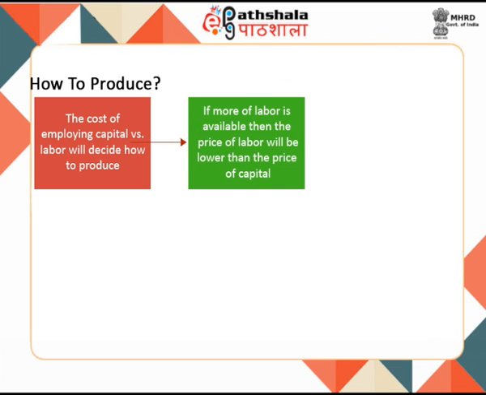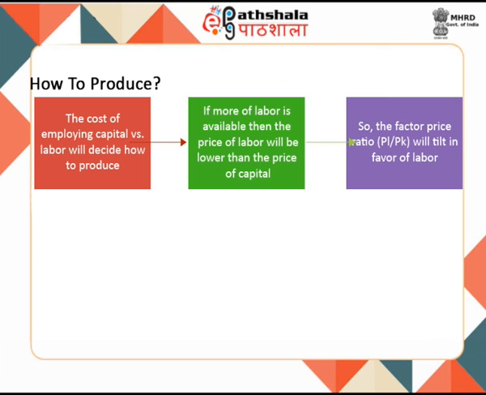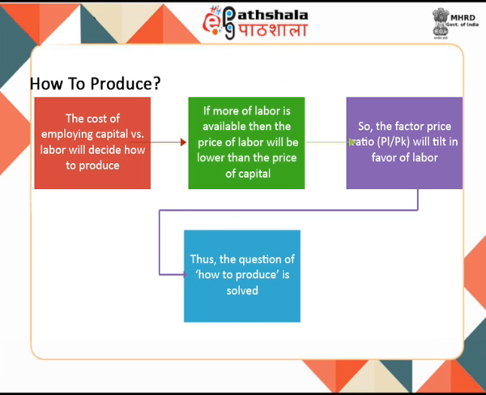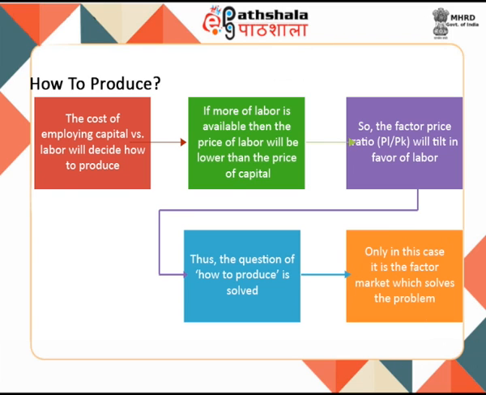If more labor is available, then the price of labor or the wage rate will be lower than the price of capital or the rate of interest. The factor price ratio, that is PL/PK, will tilt in favor of labor. Thus, the question of how to produce is also solved by the price mechanism. Only in this case, it is the factor market which solves the problem.